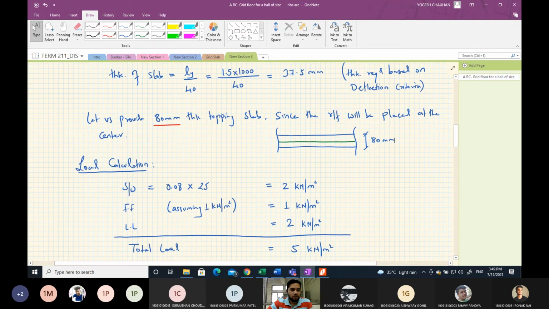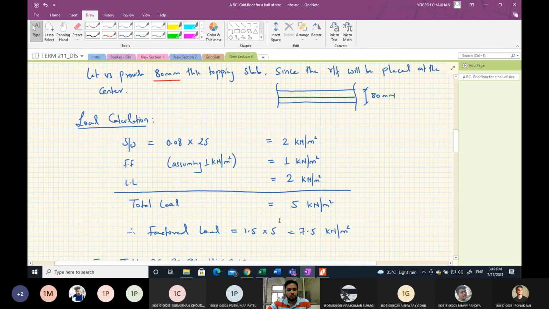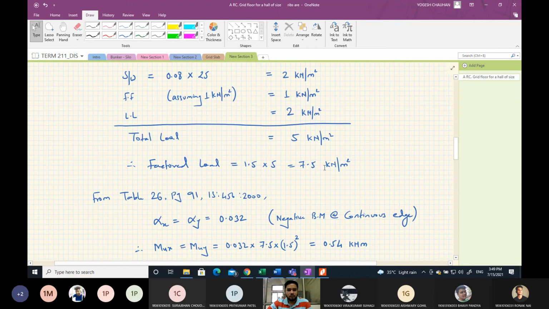We can now find the loads. So self weight of the slab will be 0.08, that is the thickness, times the density. So it is 2 kN per square meter. Floor finish is 1 kN per square meter. Live load is 2 kN per square meter. So total load is 5 kN per square meter. And factored load will be 1.5 times this total load. So that will be 7.5 kN per square meter.